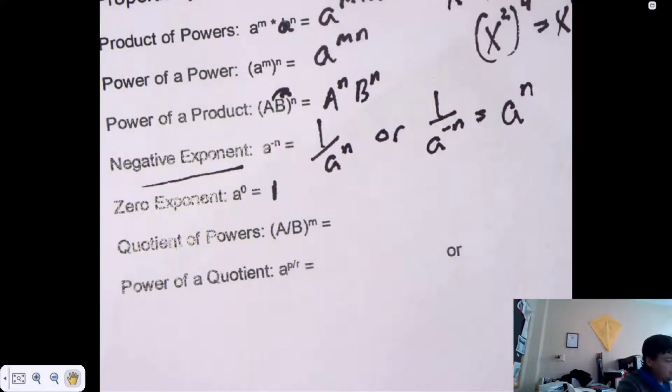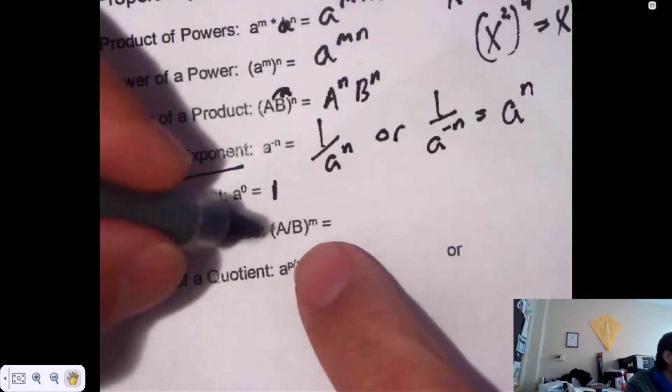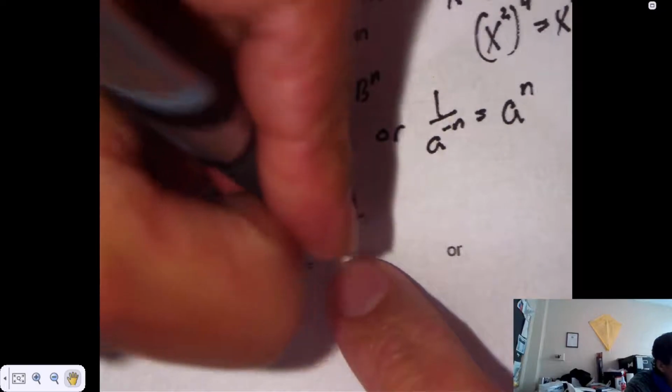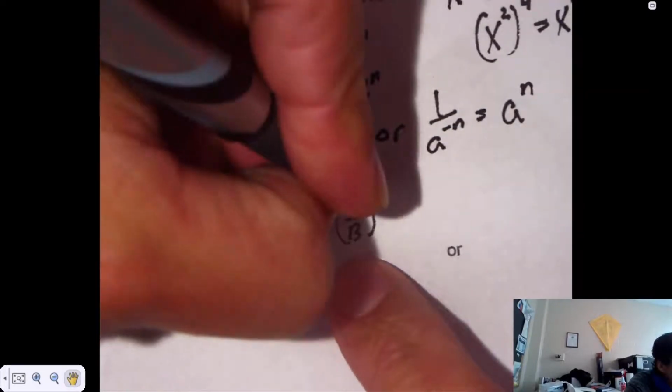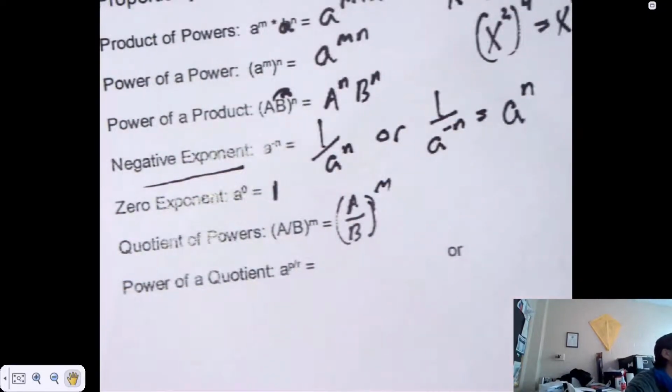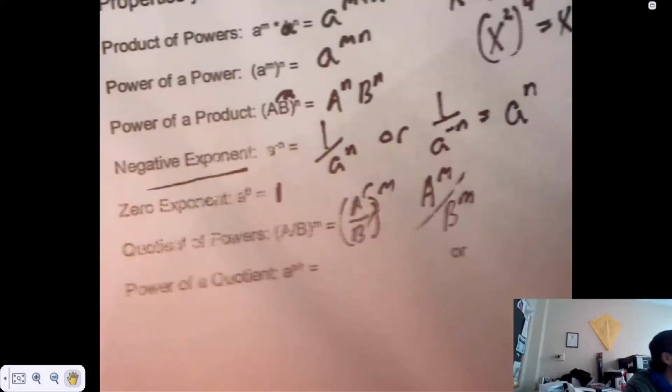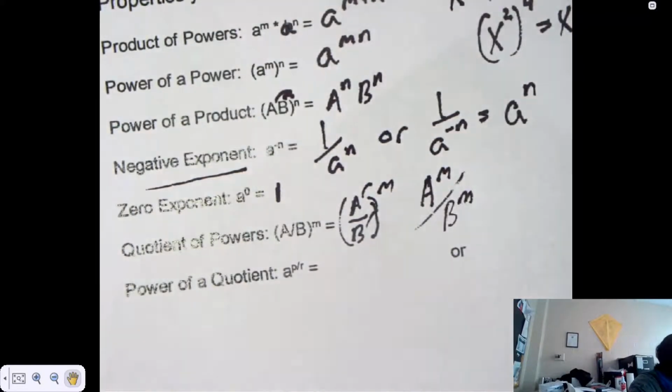Quotient of powers. This is not written as a fraction like it should be, but it's a over b, both to the m. What do you think we're allowed to do with that m? Distribute. So a to the m over b to the m. These are exponents. Don't say am over bm. That's actually missing. We're going to add that one in.